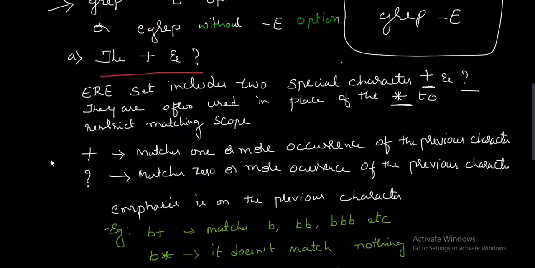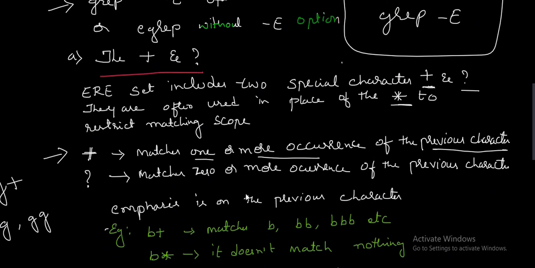Plus indicates it matches one or more occurrences of the previous character. Once again, be careful: we are applying this operation to the previous character. Whenever I specify plus, it is going to match for one or more occurrences. If I use G plus, it indicates that if the text has G, it is going to match, and if it has GG also, it is going to match, more than one time.